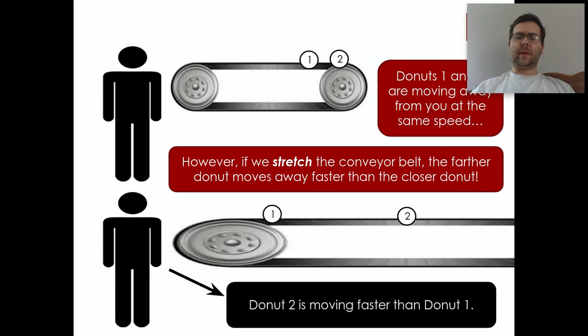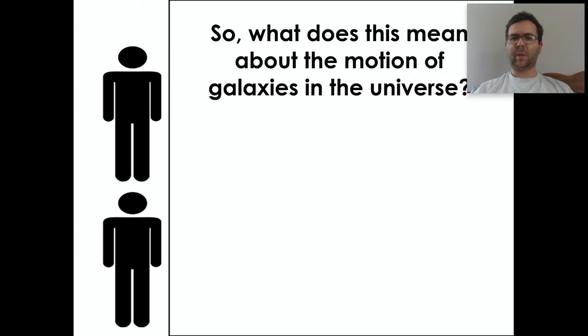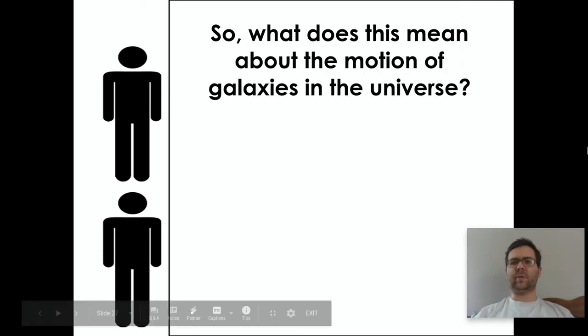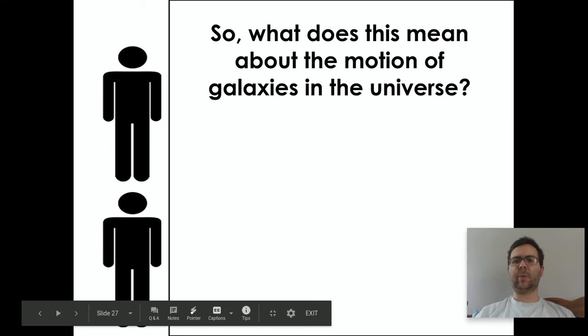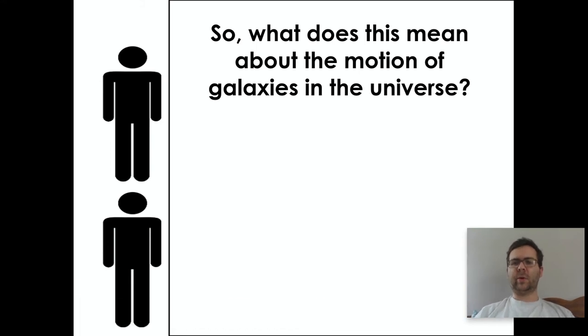Okay, and that's because the conveyor belt beneath it is stretching out. And the more conveyor belt there is between you and the donut, the more stretching there will be. Let me say that again. The more conveyor belt between you and the donut, the more stuff that's going to get stretched out, so it's going to move away faster. The closer donut doesn't move as much because there's not as much conveyor belt that's stretching. So, what does this mean about the motion of galaxies in the universe? Make a prediction. Connect this to what we just witnessed in our data.